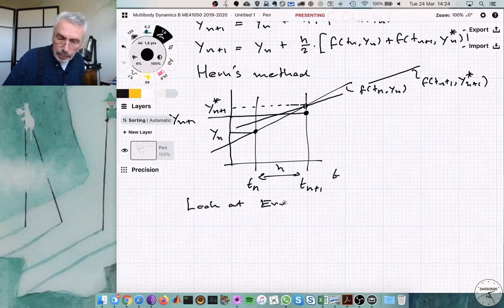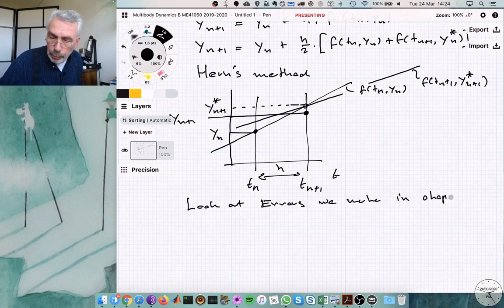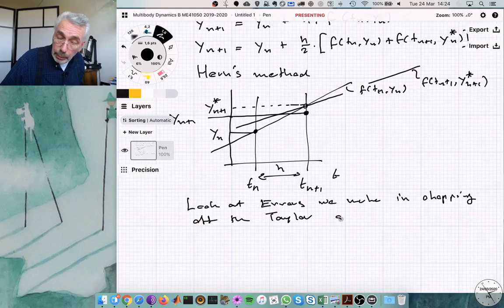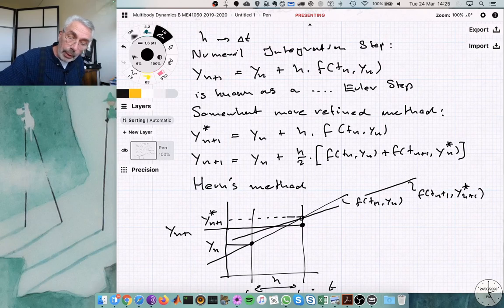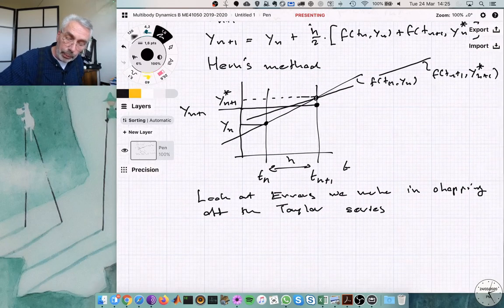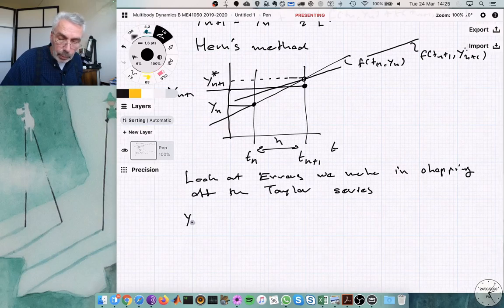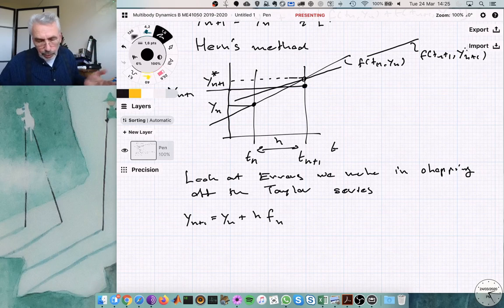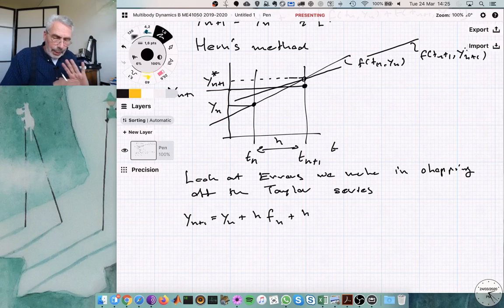So we have to look at errors we make in chopping off the Taylor series, because that is actually what we're doing. If you look at, for instance, this first step, this Euler step, then there are a lot more terms coming up here. If we would write that down, what would it be in the end? Well, yn plus 1 should have been yn plus h times, for shorthand I write now fn, because it's the function evaluated at that point, plus h squared over 2 times f double prime, etc., etc.